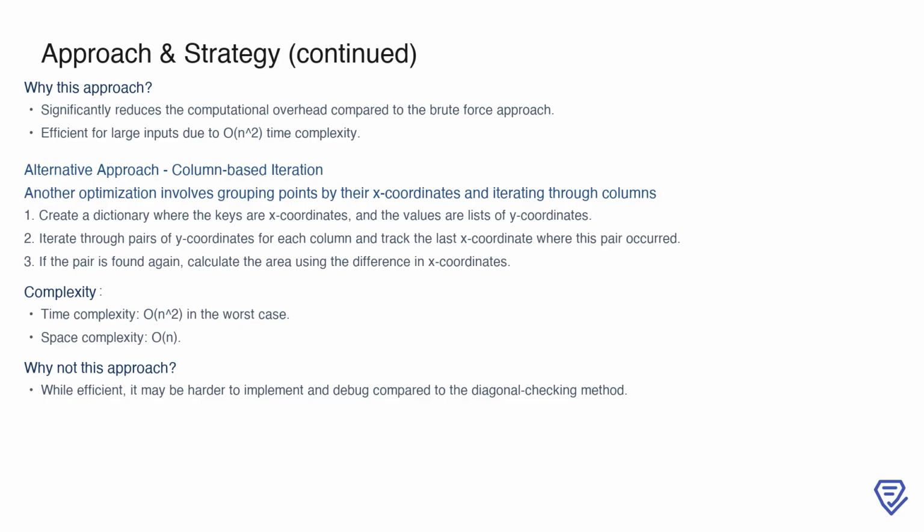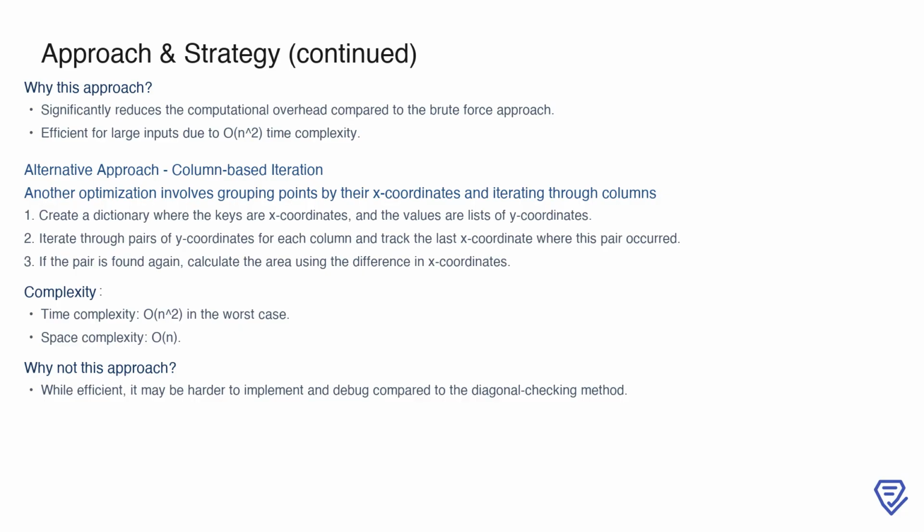This approach involves grouping points by their x-coordinates. Specifically, we create a dictionary where each key represents an x-coordinate, and its value is a list of associated y-coordinates. Then, by iterating over pairs of y-coordinates within each column, we track the last x-coordinate where this pair occurred. If the same pair is encountered again, we calculate the area using the difference in x-coordinates.